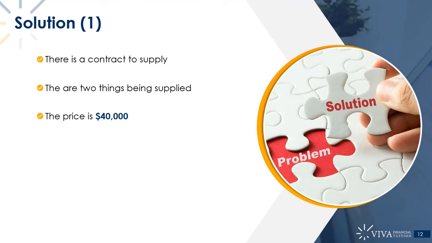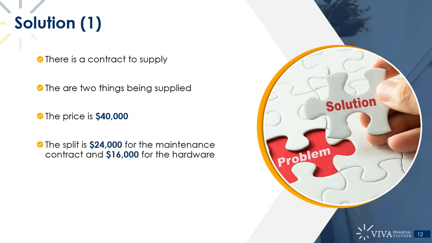We then need to split the price across the 2 performance obligations, the 2 things that are being provided. And we split using the normal going rate, market rate values. We don't say it's 40 for the hardware and nothing for the maintenance because Poppy says it's free. We say the maintenance is an arm's length market value of $12,000 per year, so $24,000 in total. So $24,000 for the maintenance contract and $16,000 for the hardware.